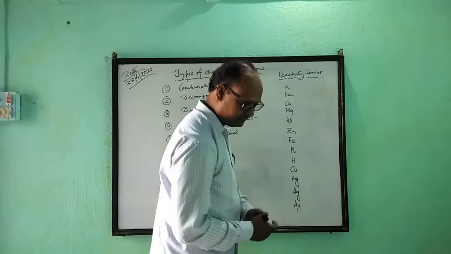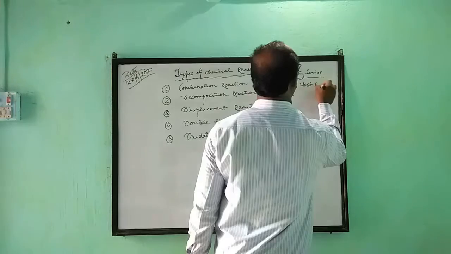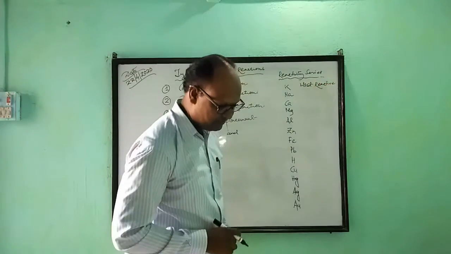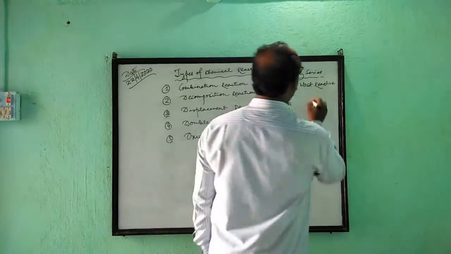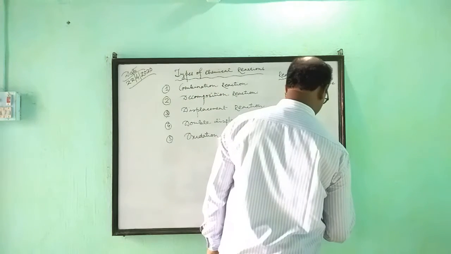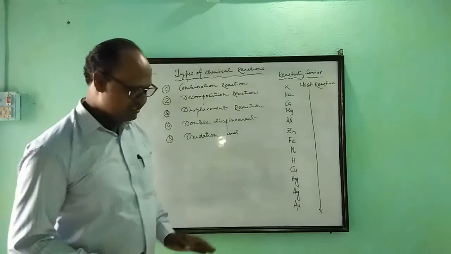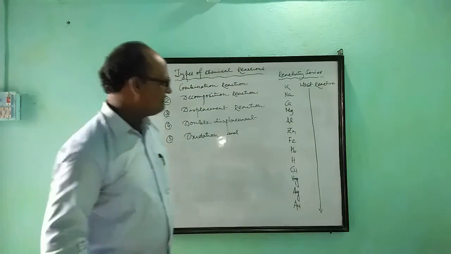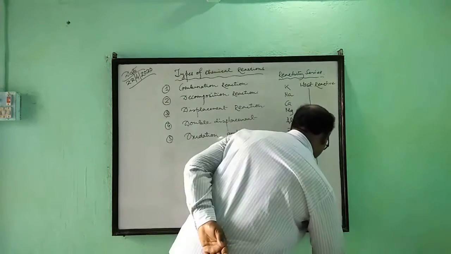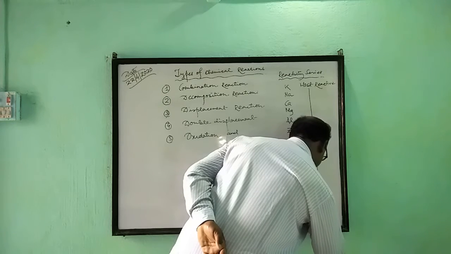Here, these are the most reactive. And when the arrow is coming down, the reactivity of the elements decreases. Aurum or gold is less reactive.